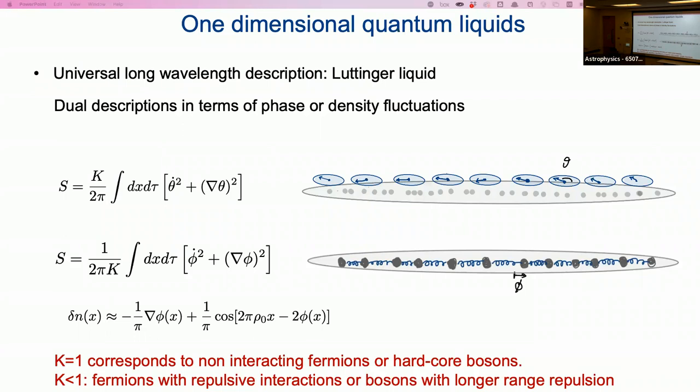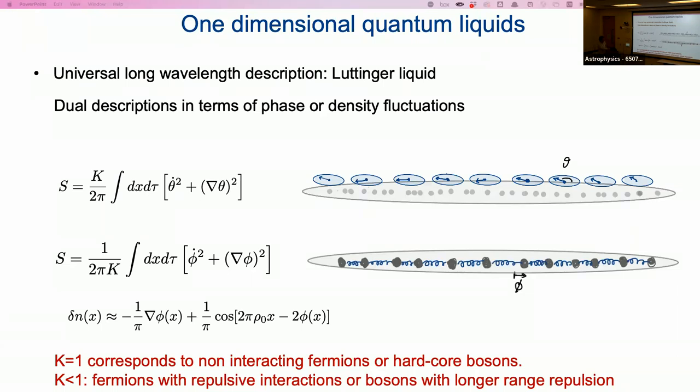So in this long wavelength description, for example, the local density of the atoms is more or less the gradient of the field phi. Plus, and it's important sometimes to take into account, the fact that the atoms are discrete, so the density also has modulations at the wavelength associated with the interparticle distance, and there is this cosine of 2 times 2 pi rho x plus 2 phi. So this is basically the dictionary that tells you what the density is in terms of these long-wavelength degrees of freedom.